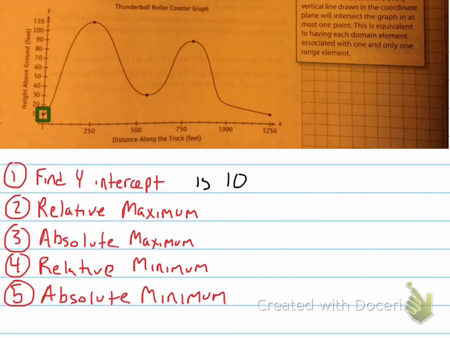The relative maximum, this is this point here. It depends on the interval, or this point here. So in actuality, it could be 110. It depends on the interval, or 90. This can get confusing. The absolute maximum, though, absolute maximum has to be the highest. So the absolute maximum is 110.